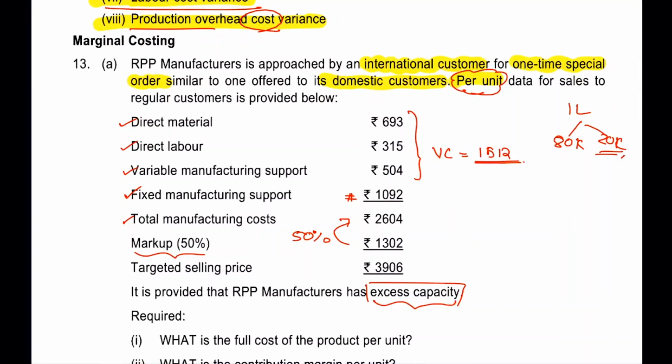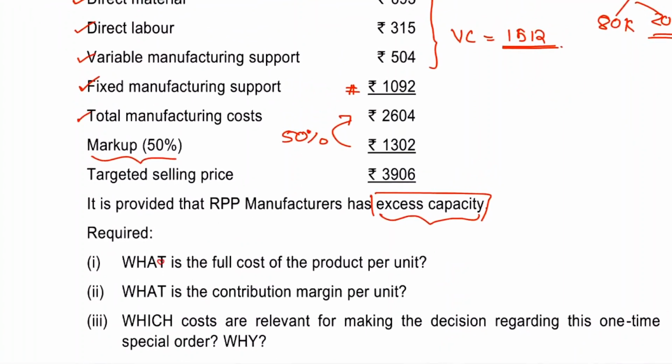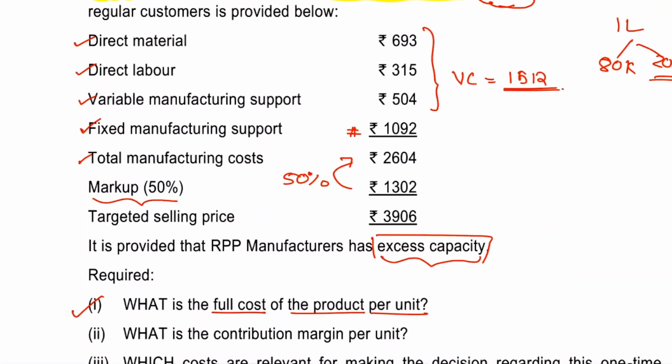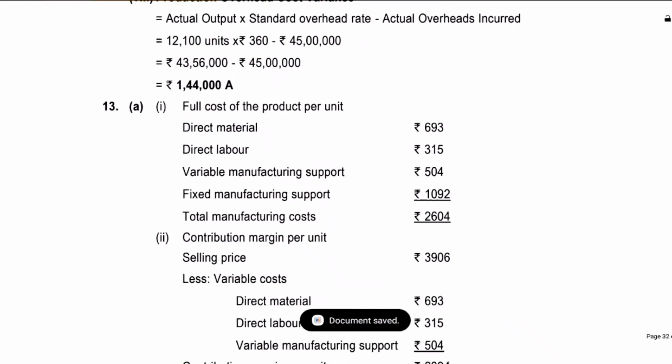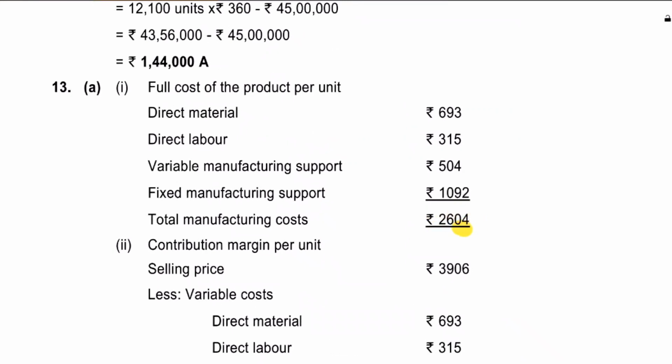Thought process. Okay. What is the full cost of the product? Seriously, who can ask something this easy? I mean, what is the full cost? Full cost means everything. How much? 2604. That is all you have to write, and that is written in the solution. What is the full cost? 2604. Yes, so that is the first part of the question.